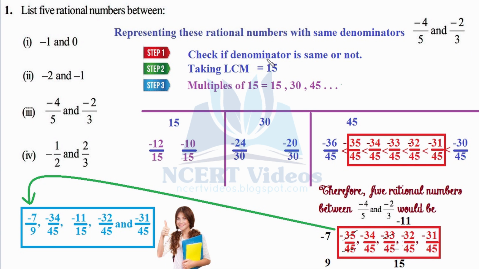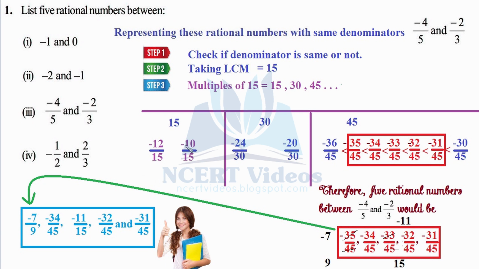First step, we will check if the denominators are the same or not. Well, they are not. Here we have 5 and here we have 3. So now we move straight to step number 2, taking the LCM of these denominators. This is very easy. You have learned how to calculate LCM, that is the lowest common multiple, or the least common multiple, of 5 and 3, which will be 15. Now if the denominators were the same, then it would be very easy to find those numbers by just comparing the numerators. Well, that kind of question will not be asked to you.